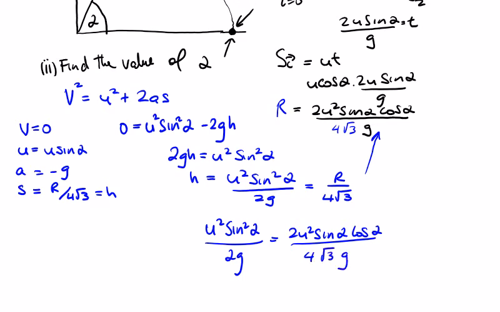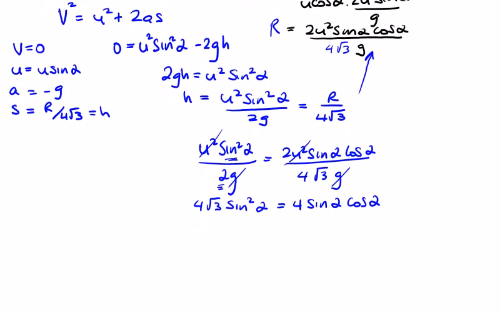Okay, I can divide by u squared to begin with. I can multiply by g. And then just let me cross multiply here. We can see the 2 here and the 2 here will end up cancelling with the 4, but let's just simplify it down. So 4 root 3 g sine squared alpha is equal to 2 by 2, which is 4 sine alpha cos alpha.